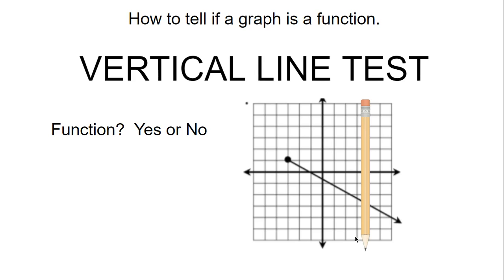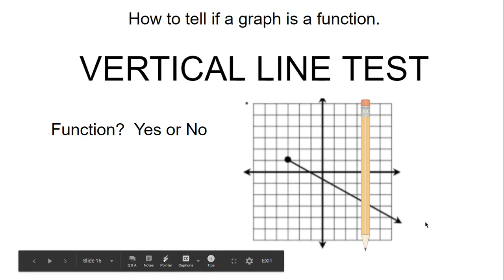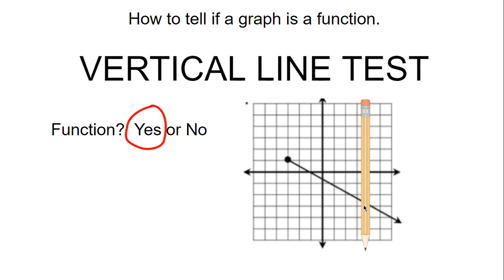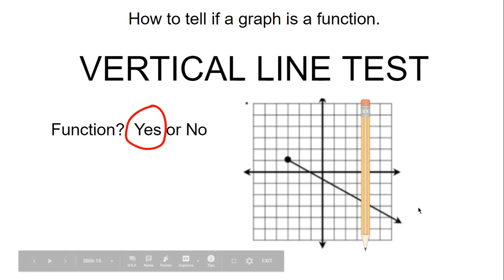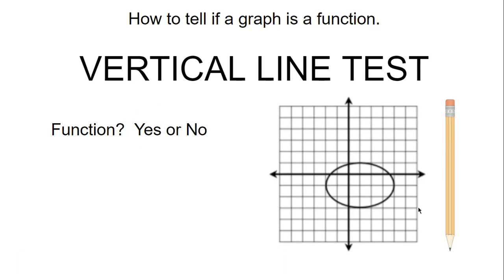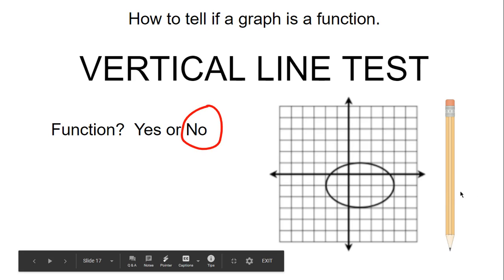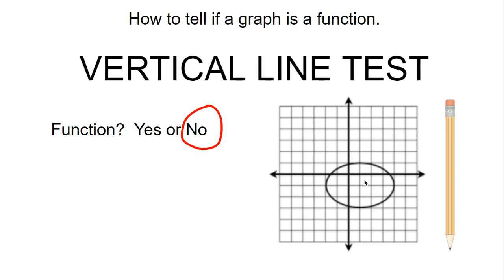Does this graph pass the vertical line test? Is it a function? Yes or no? And the answer is yes. It only hits the graph once, no matter where I move it. How to tell if this graph is a function? Does it pass the vertical line test? Is it a function, yes or no? The answer is no, because if I move the pencil over on top of this graph, it would hit the graph twice.